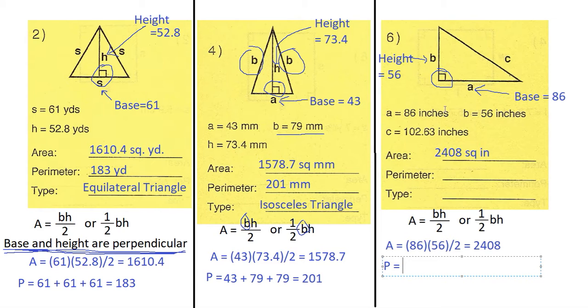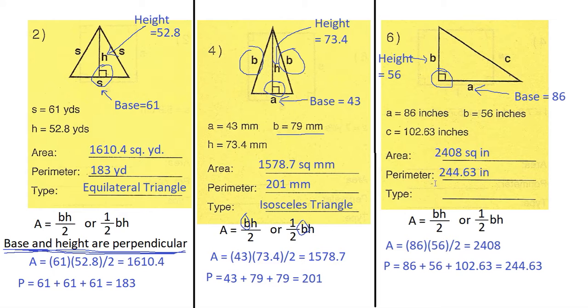Okay, once again, perimeter, just add up all the side lengths here. So A, B, and C, we're going to add those all up here. So we've got 86 inches for our base, side length A. We've got 56 inches for side length B, which happens to be the height. And then side length C, they have 102.63. So if we add that all up, the calculator tells me 244.63. And since that is just a distance, that would be 244.63 inches.